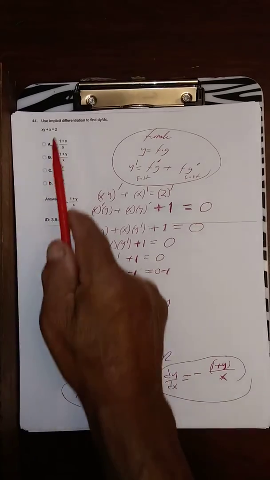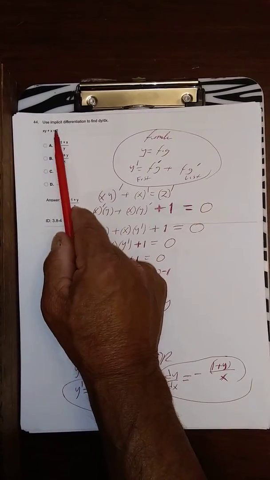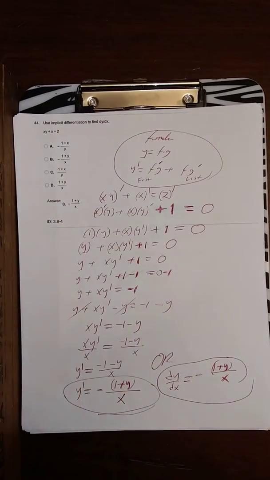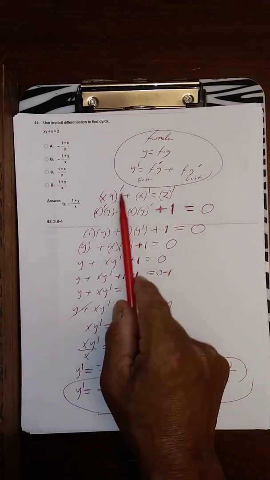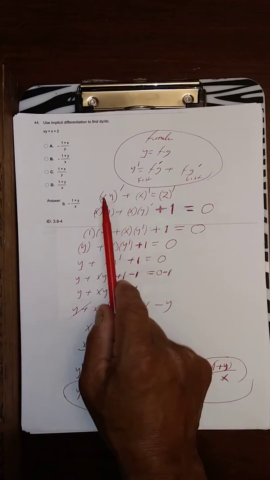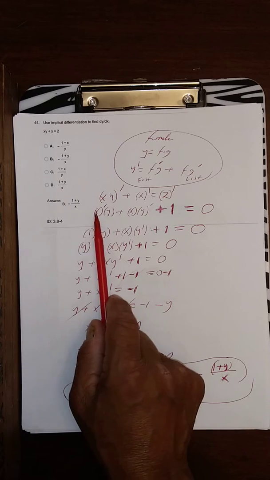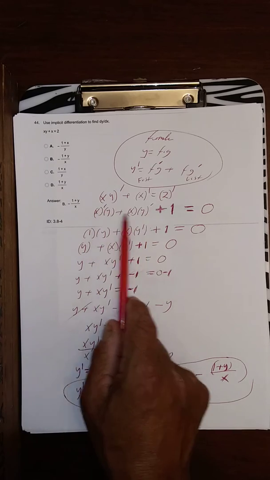This one, use implicit differentiation to find dy/dx. That's fine. So let's go from here. Let's put the problem here. Take the derivative of this, and this. The derivative of this is a product, so it's going to be first times last, prime the first, prime the last.